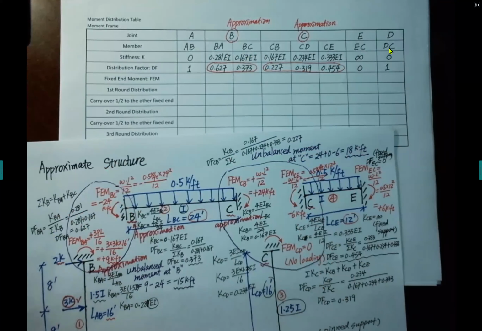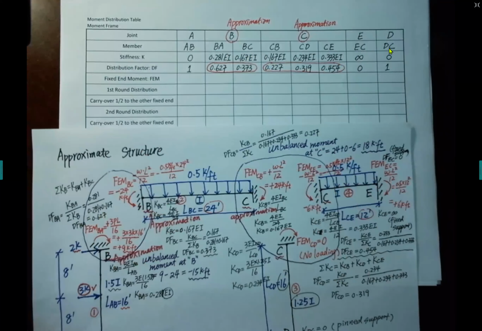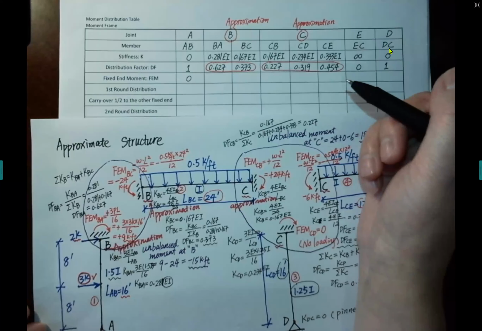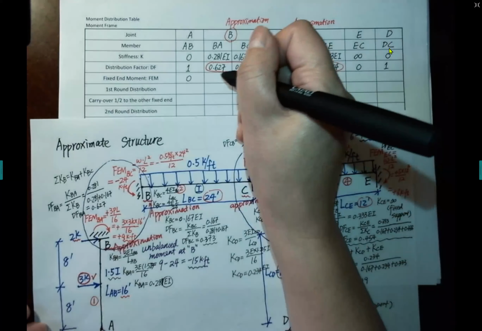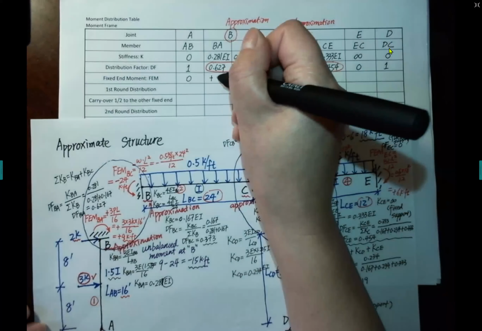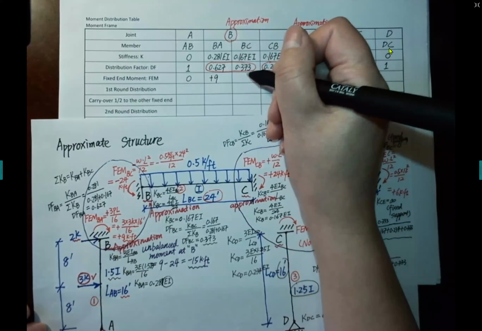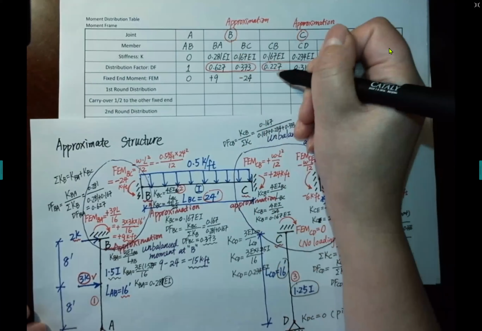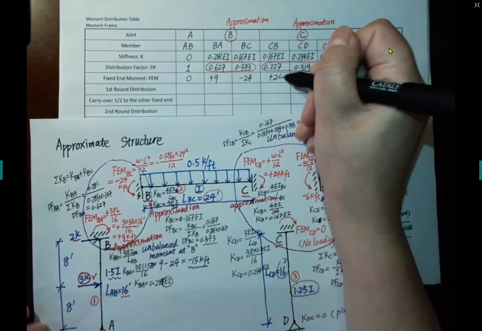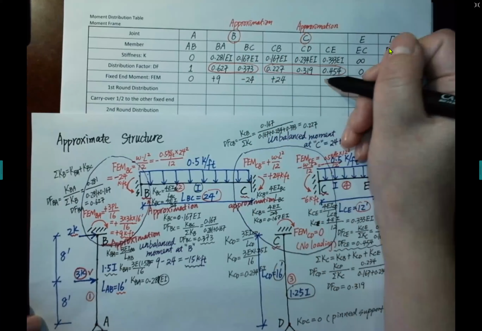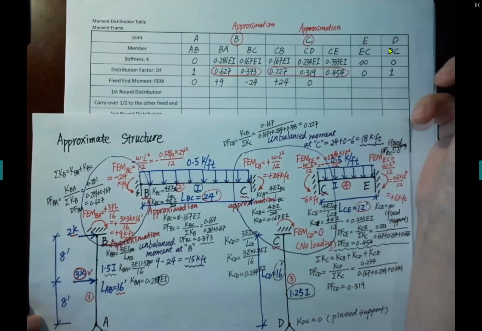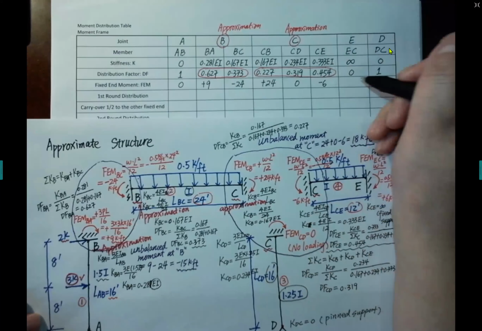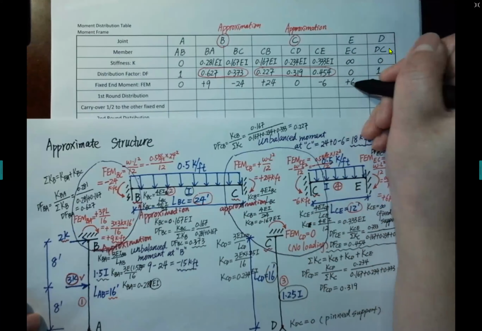Then we transfer the fixed-end moments. The A side is 0 because it's a pin support. BA positive 9. BC negative 24. CB positive 24. CD, zero. CE, negative 6. EC, positive 6. D, zero.